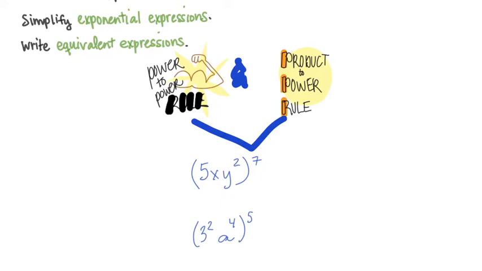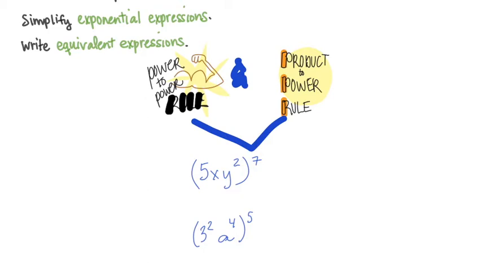And so together, the power to power rule and the product to power rule can be really quite powerful in helping us simplify some exponential expressions. So let's go ahead and take a look at our first one, and let's see if we can write an equivalent expression to simplify what's happening here. In here, we can apply both the product to power rule and the power to power rule.